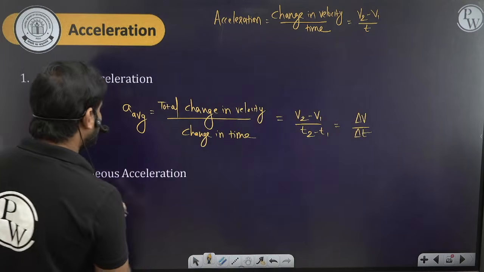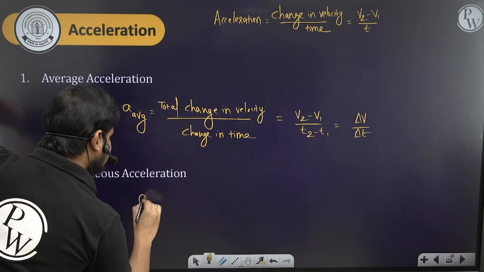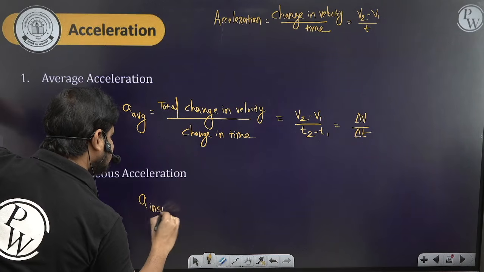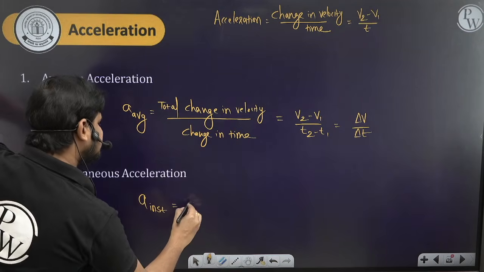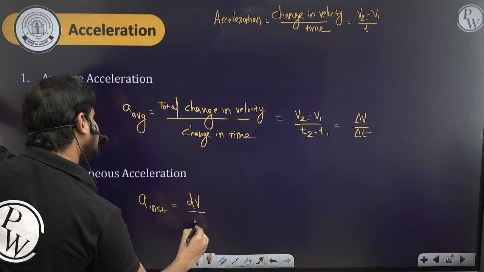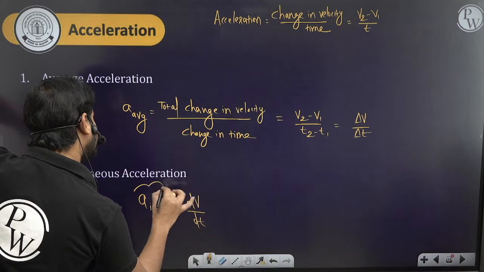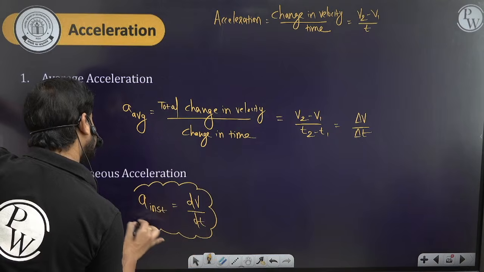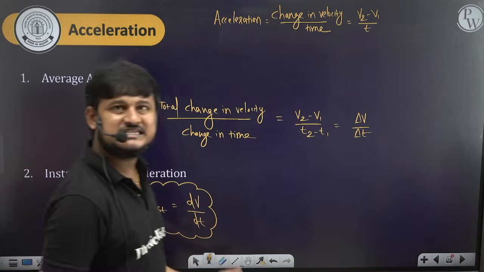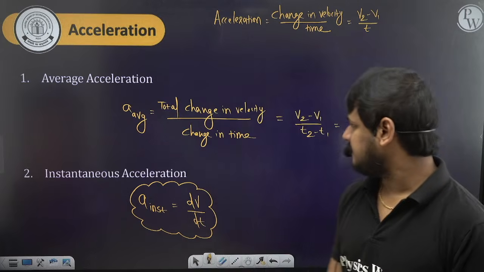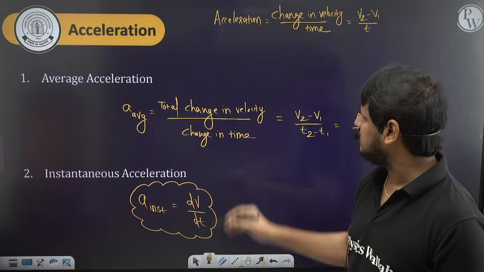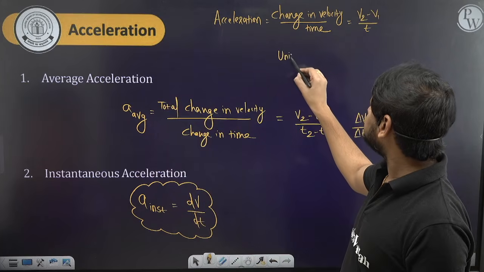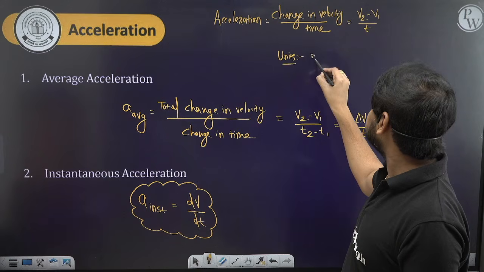Now what about instantaneous acceleration? The instantaneous acceleration is dv by dt: the very small change in velocity at that particular time, by that small time. dt is a small time, dv by dt. Clear? So that's instantaneous acceleration and average acceleration. The unit, as you already know, is meter per second squared.